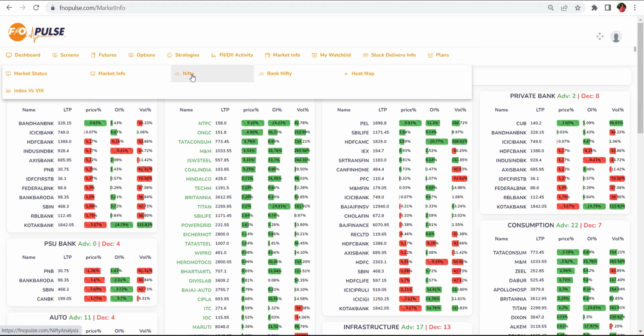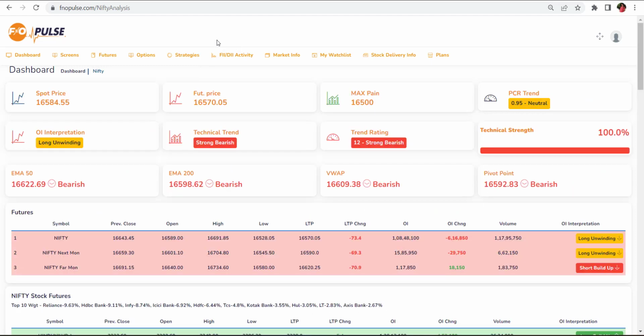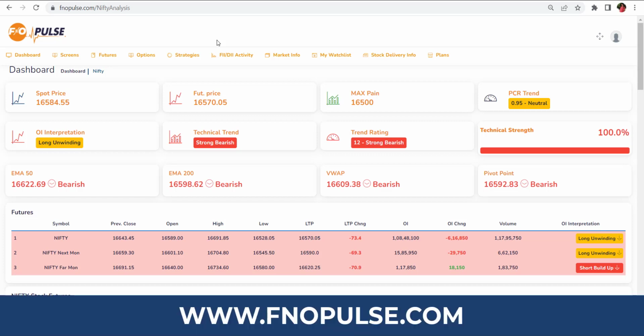Next, let's explain about Nifty. On the screen, we're going to understand how the Nifty is performing. Here, the spot price is the Nifty index price. The future price is the current month Nifty future price. The max pain: where the writers of put and call contracts are very aggressive, the max pain reacts. Definitely, the market will break out to the max pain level.